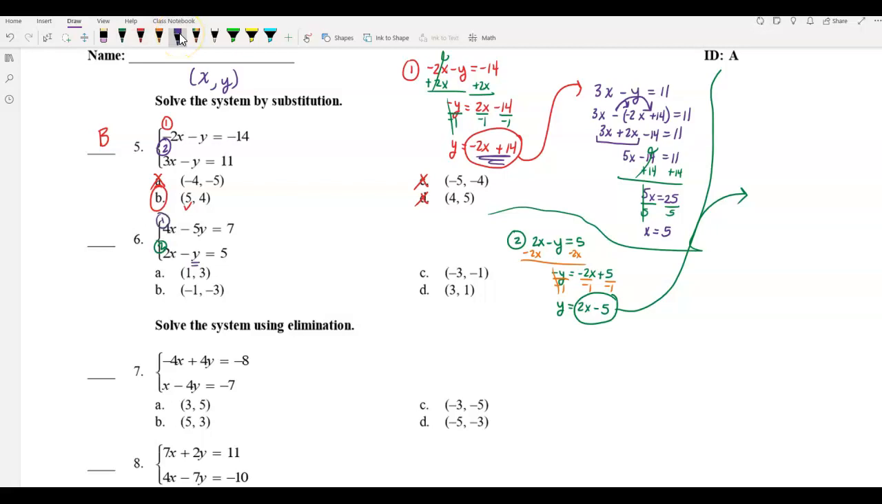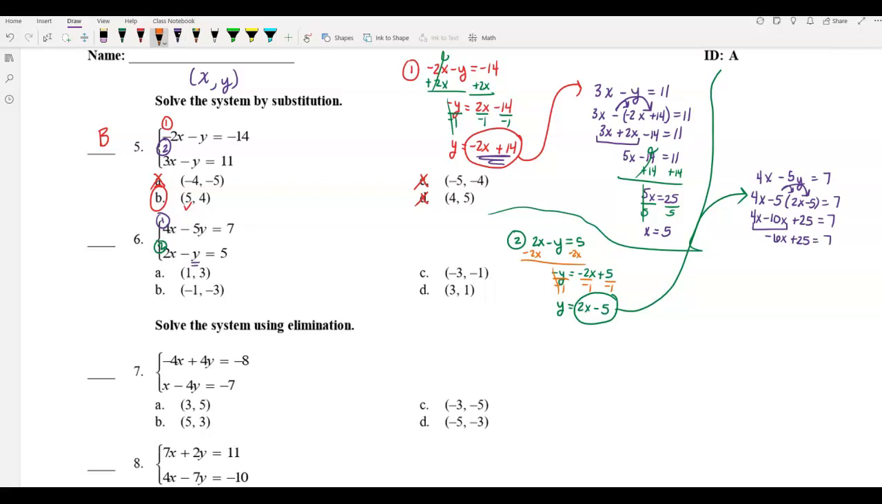Equation 1 said 4x minus 5y equals 7, but I now know what y equals. So 4x minus 5 times (2x minus 5) equals 7. Goal is to get x by itself now, so I need to distribute this -5. So you get 4x minus 10x plus 25 equals 7. Combine like terms, I get negative 6x plus 25 equals 7.